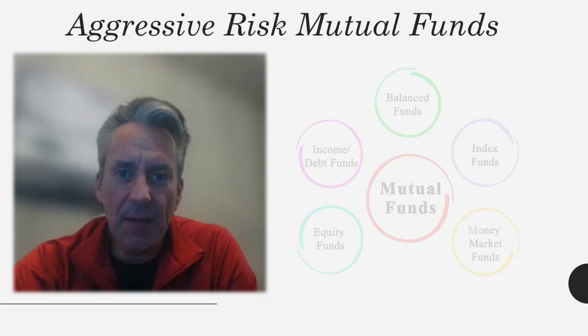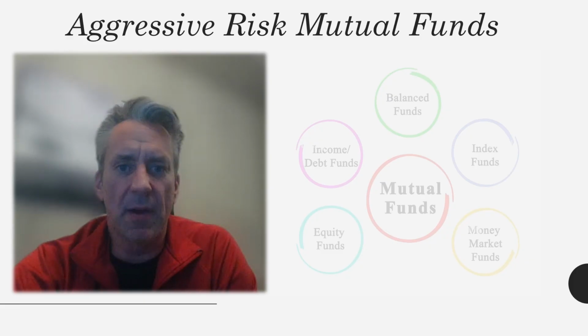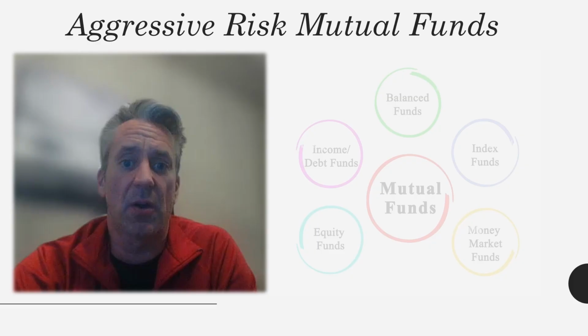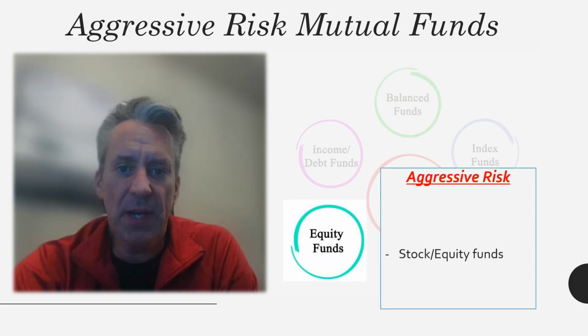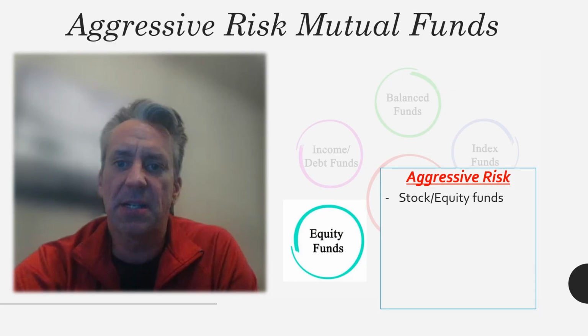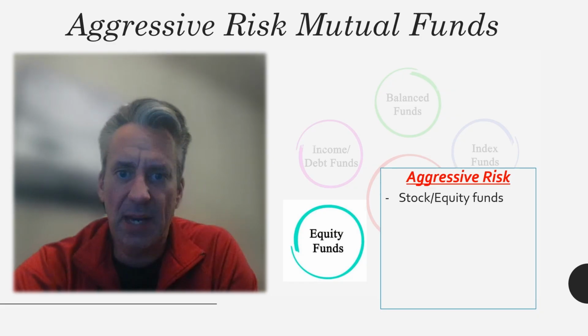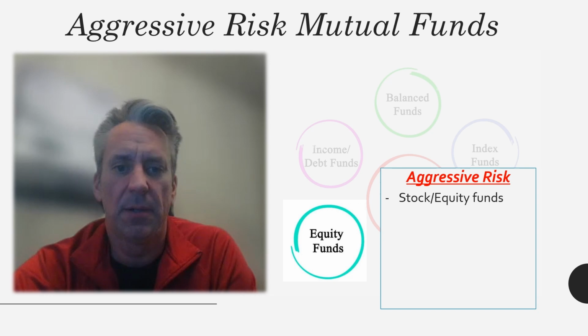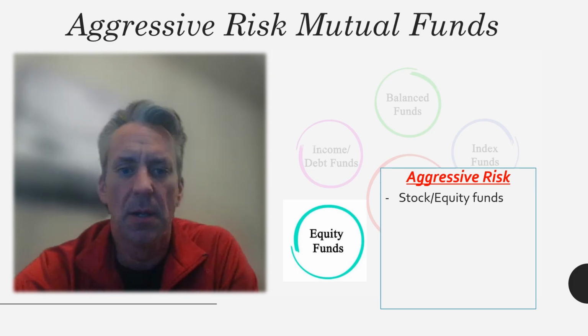The highest level of risk for a mutual fund class is the aggressive risk level, and that is where the stock or equity mutual funds exist. Equity or stock funds invest principally in stocks. They can be actively managed or passively managed as index funds. This would be the most practical type of fund that would be closest in performance to investing in single companies.